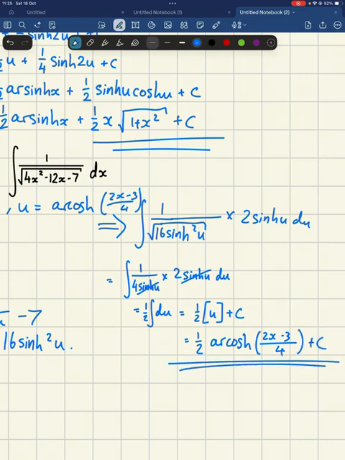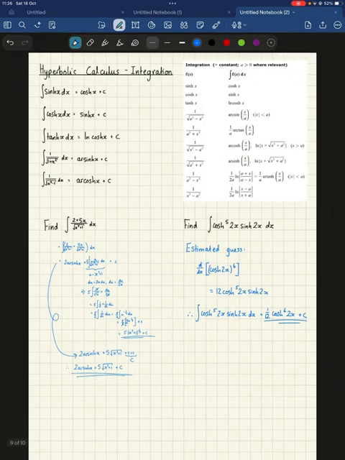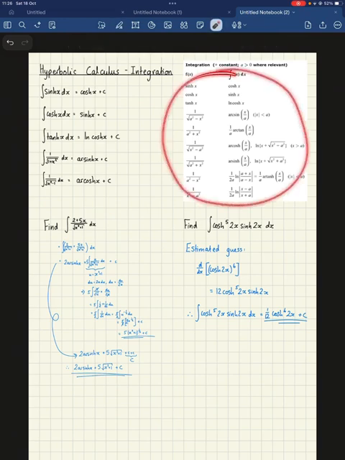There we go. So we see, just like a normal trig substitution, we can use hyperbolic substitutions, and we can get help from these over here.